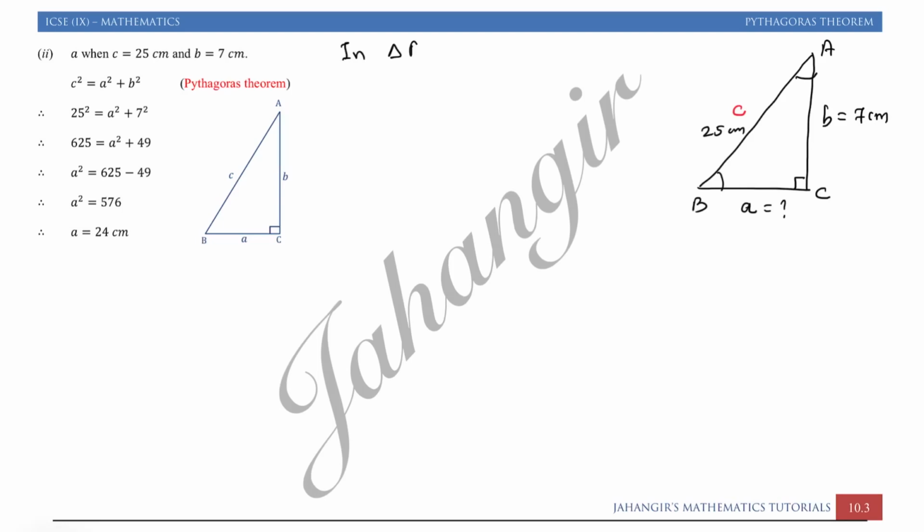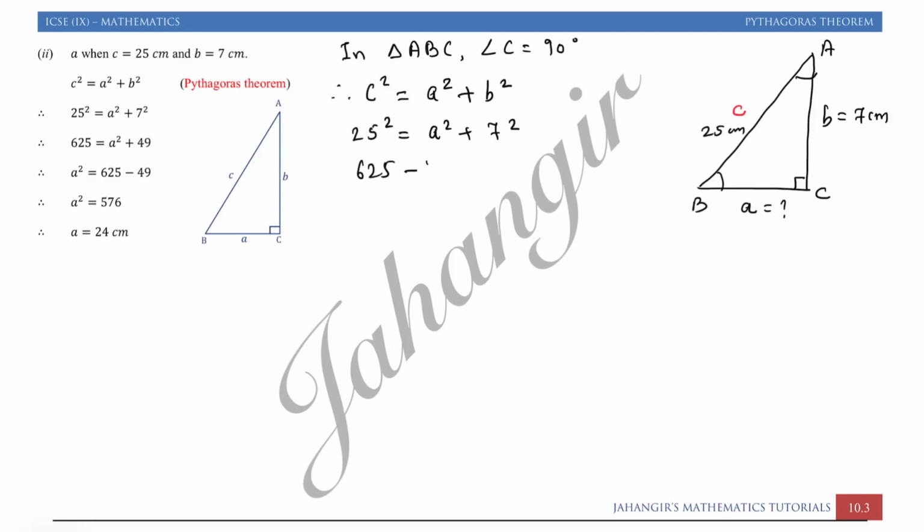In triangle ABC, angle C is equal to 90 degree. You have to mention that. So therefore C square, because angle C is 90, the side opposite to angle C will become hypotenuse. C square is equal to the sum of the squares of the remaining two sides, A square plus B square. So 25 square is equal to A square plus 7 square.